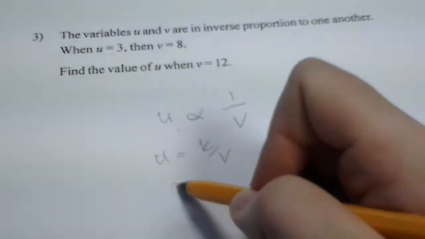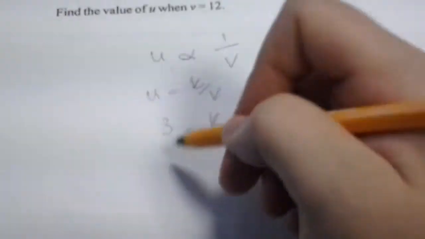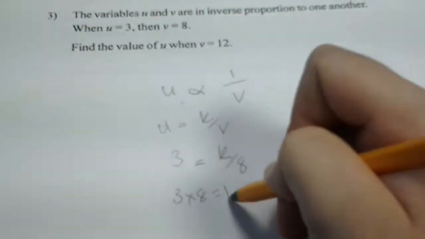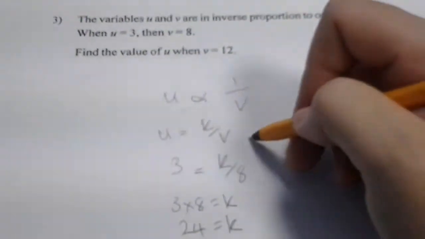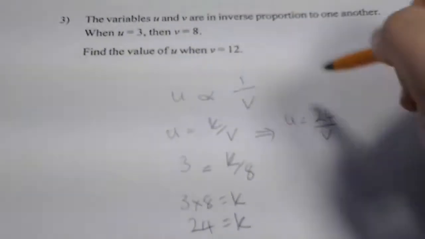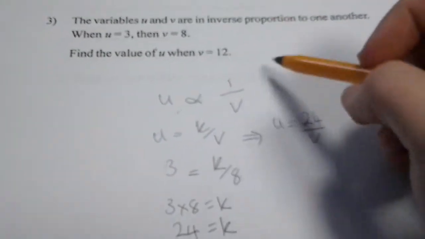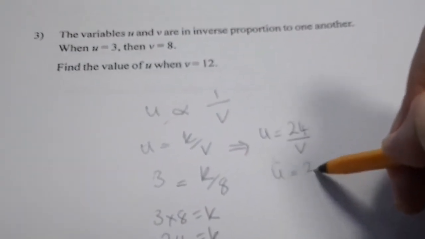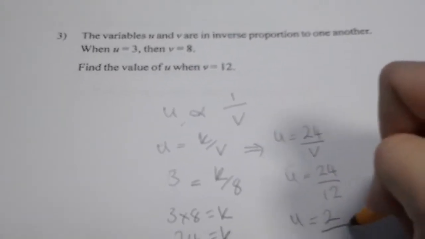So I'm going to start by putting u equals k over v. Using these two values, 3 equals k over 8. So 3 times 8 equals k, so 24 equals k. Therefore, u equals 24 over v. And then all I need to do is find the value of u when v is 12. So u equals 24 divided by 12, so u is 2.